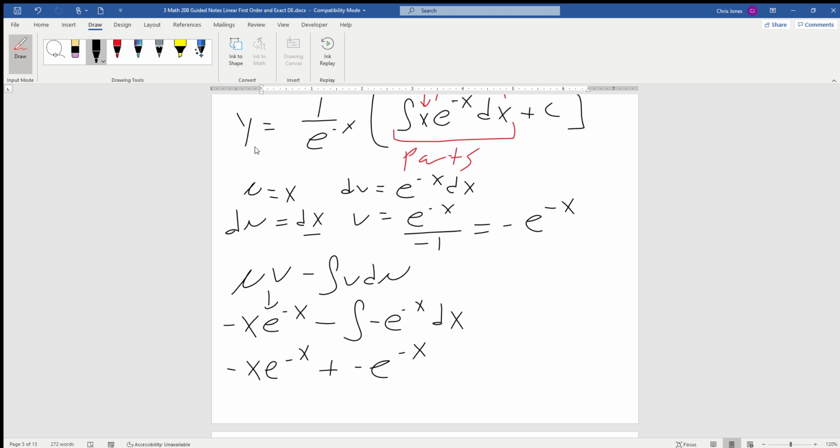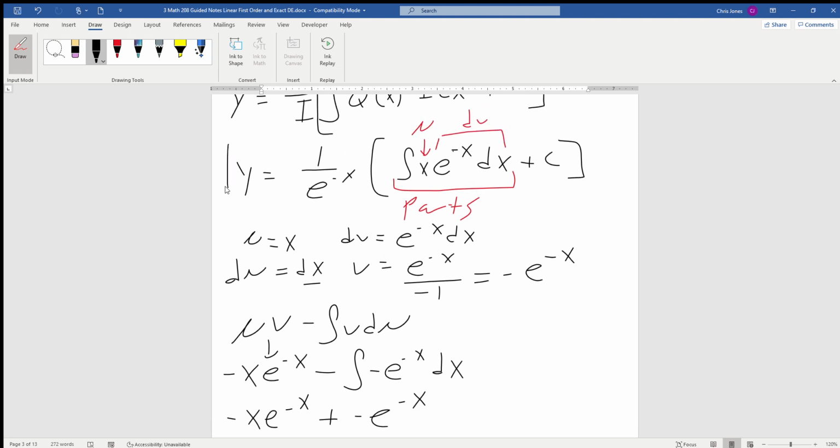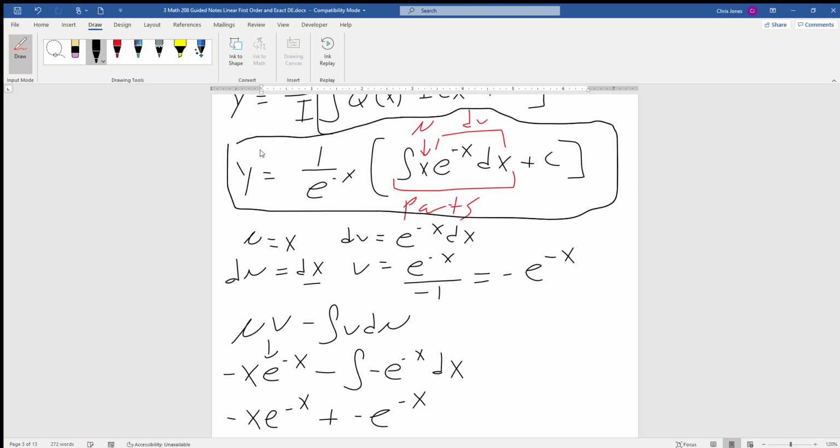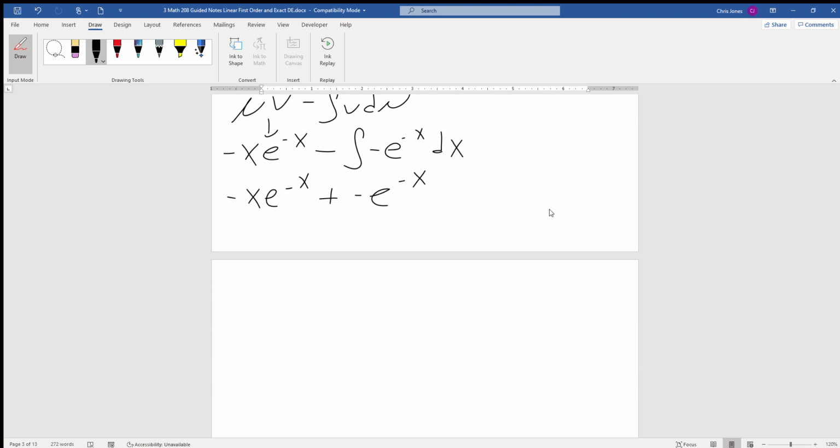Let's now substitute back into the original solution. In other words, we're going to put that in right here for everything, because now we've evaluated. And if we do that, y is going to be equal to 1 over I, which is e to the minus x. We can just go ahead and drop the solution in. So that's minus x e to the minus x minus e to the minus x plus c.